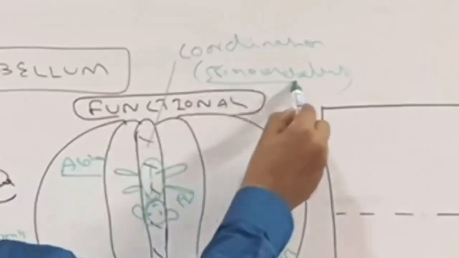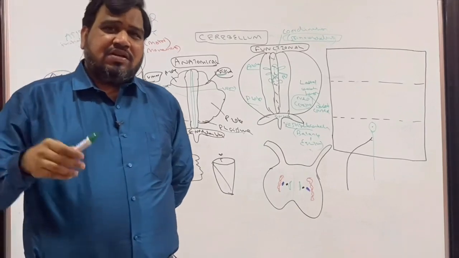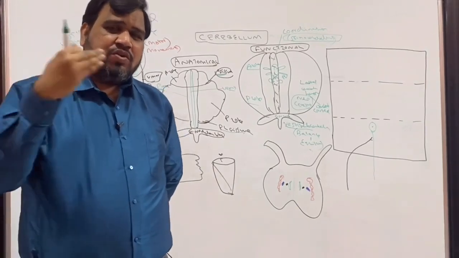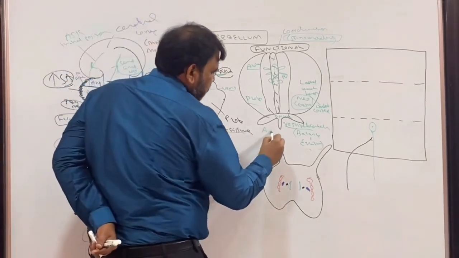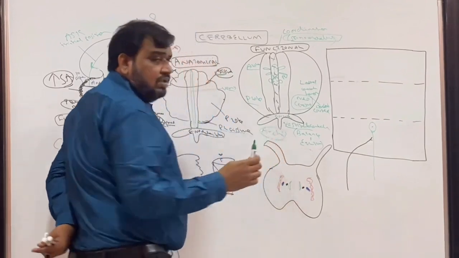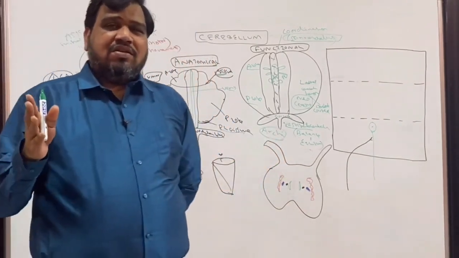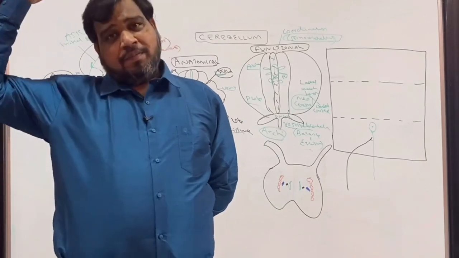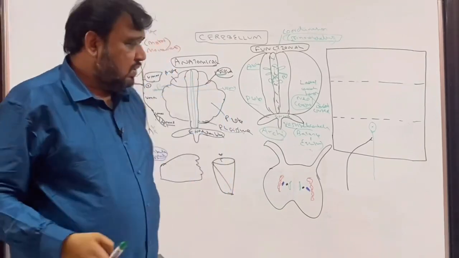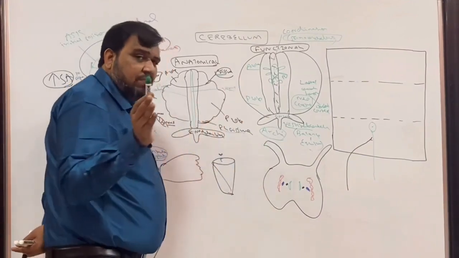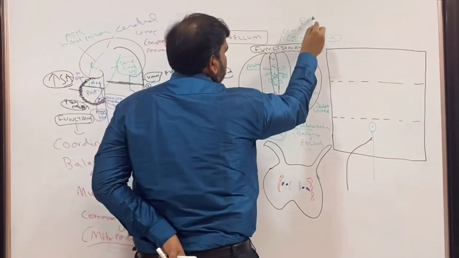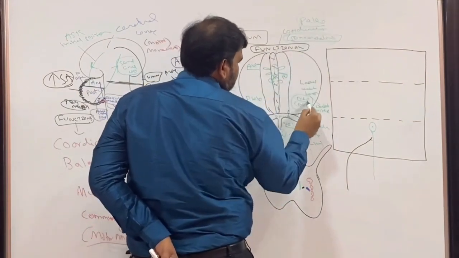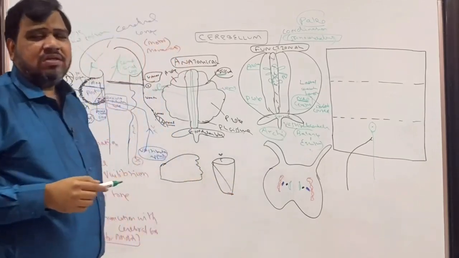This one is called spinocerebellum. If they ask about the phylogenetic classification, which is old and which is new, the oldest one is the vestibulocerebellum, also called archaeocerebellum. The spinocerebellum is the paleocerebellum, the second one. As I mentioned, neo means newest, so the latest developed cerebellum is the cerebrocerebellum.